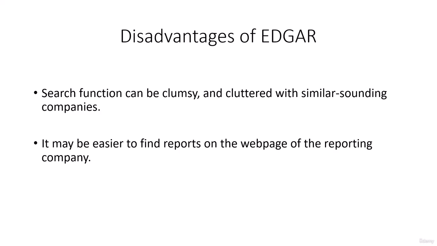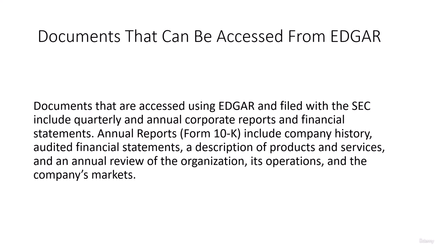Documents that are accessed using EDGAR and filed with the SEC include quarterly and annual corporate reports and financial statements. Annual reports, form 10-K, include company history, audited financial statements, a description of products and services, and an annual review of the organization, its operations and the company's market. Form 10-Q reports include unaudited financial statements and information about the company's operations in the previous 3 months.